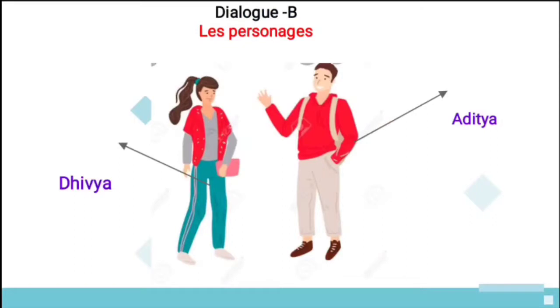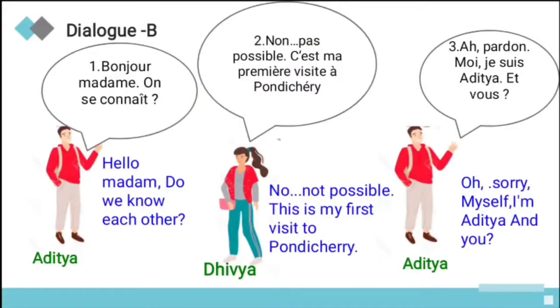So, let us move to the dialogue B. In this dialogue B, two characters are there. They are also presenting themselves in the evening party. So, who are the two characters? One is Divya and another one is Aditya. So, personnages. What is the meaning of personnages? Characters. So, let us see the dialogue B.